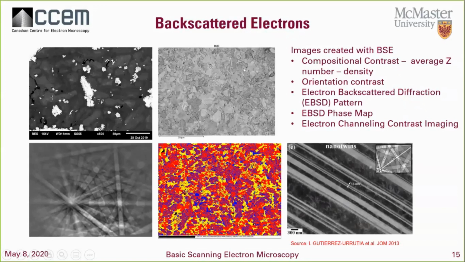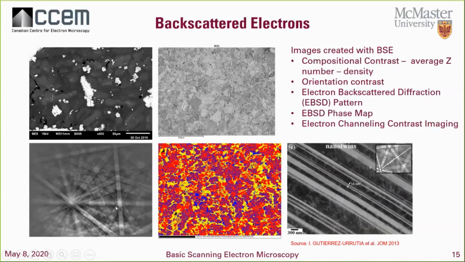Here we're seeing a copper sample, and we're seeing orientation contrast. So here we're actually seeing the different grain structures, or orientation of the individual unit cells within the material, giving us some contrast because of their different orientations.